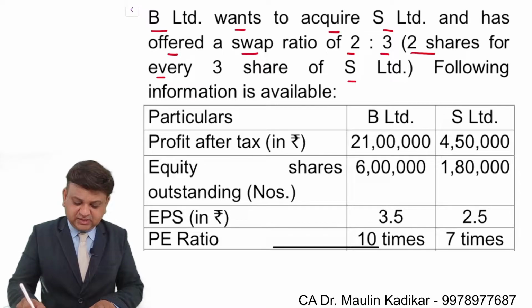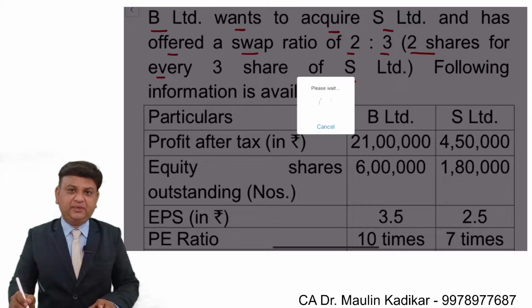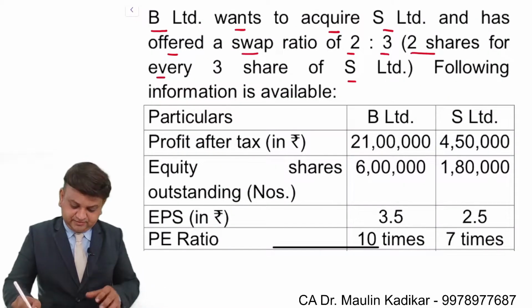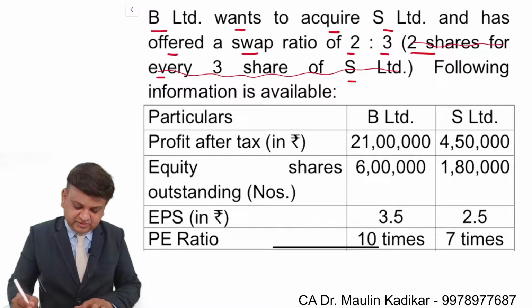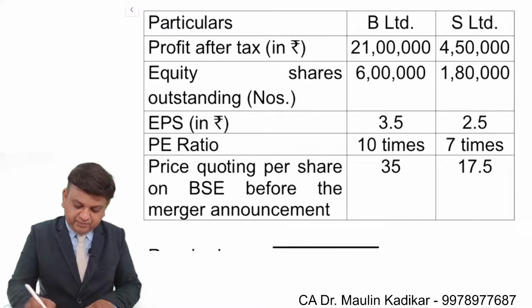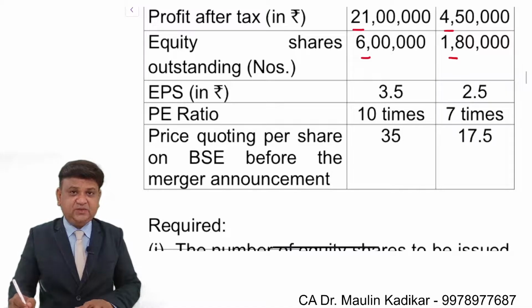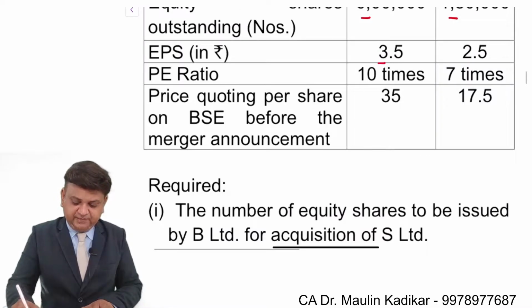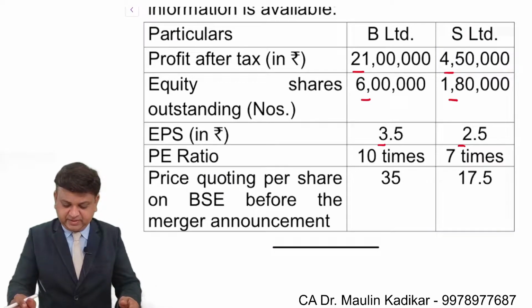We understand that every time, it is 2 shares of the acquiring company for every 3 shares of the target company. That is what the 2:3 exchange ratio means. The following information is available. Profit is given as 21 lakhs and 4,50,000. Number of equity shares are 6 lakhs and 1,80,000. EPS is 3 rupee 50 paise and 2 rupee 50 paise.